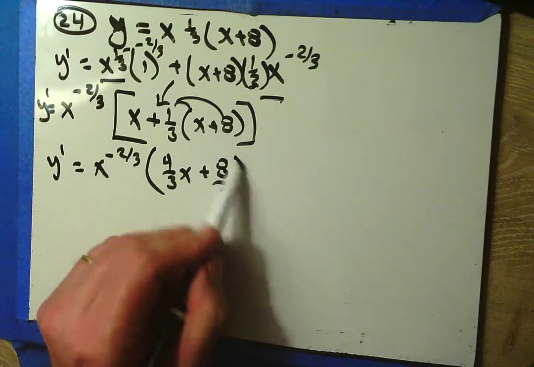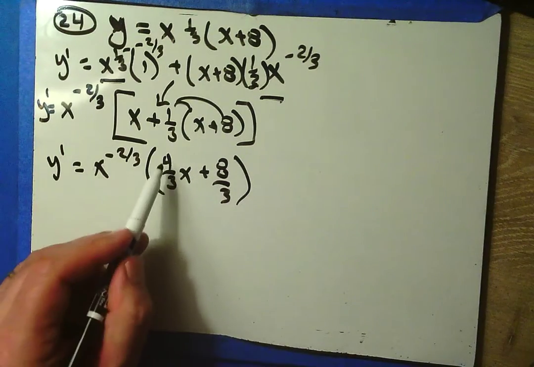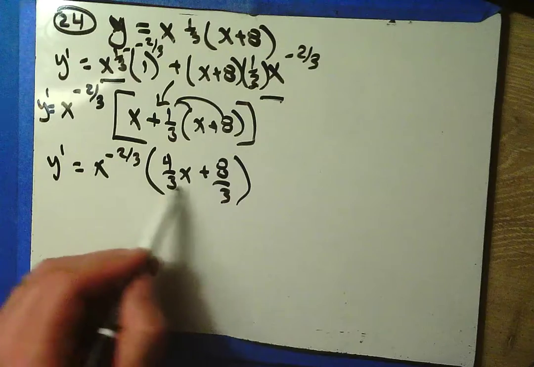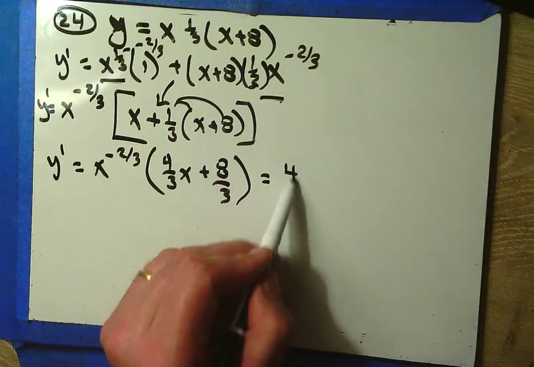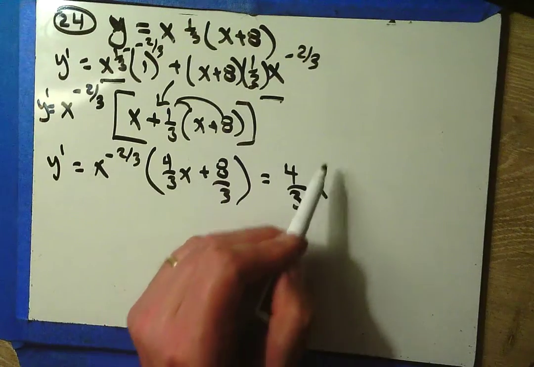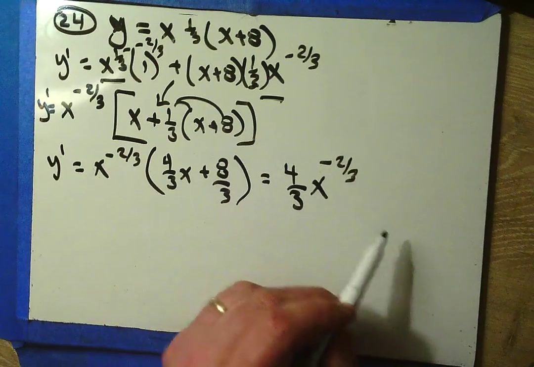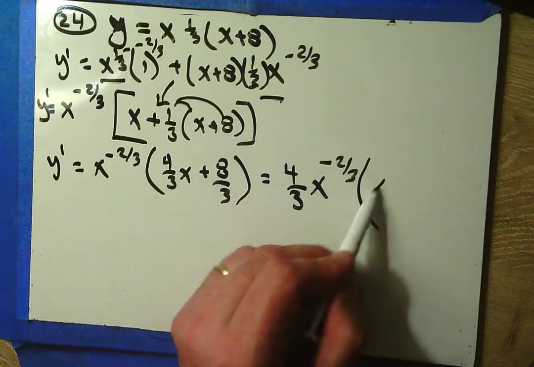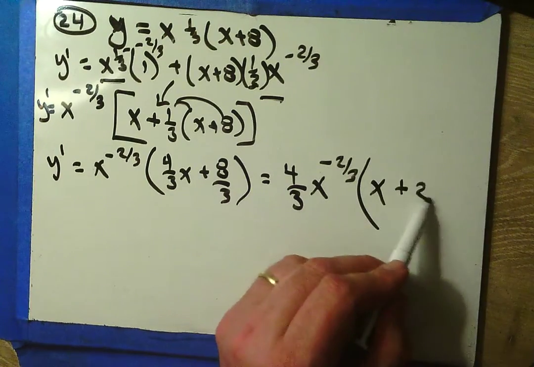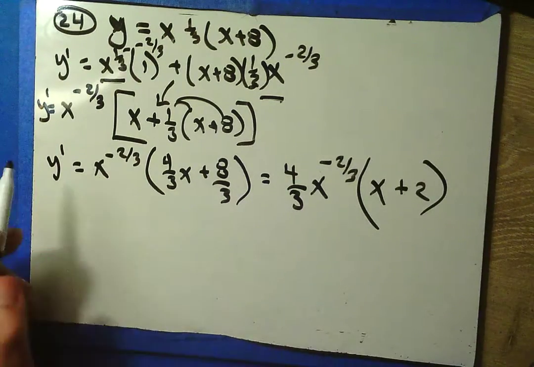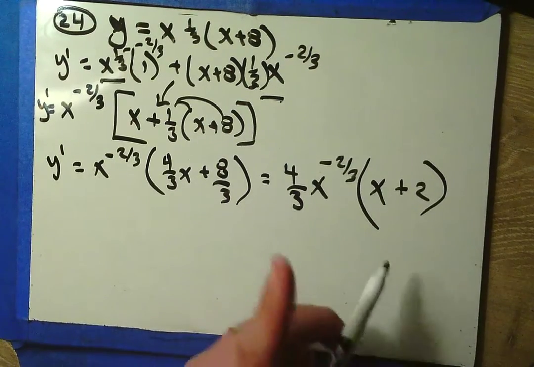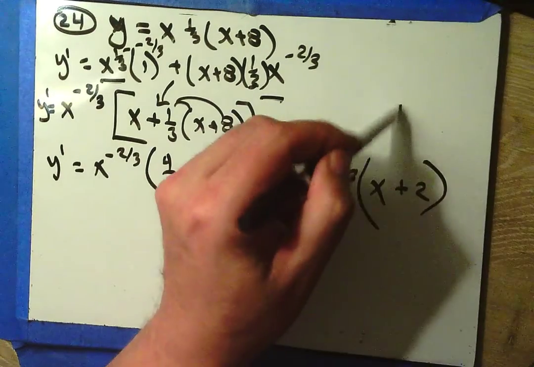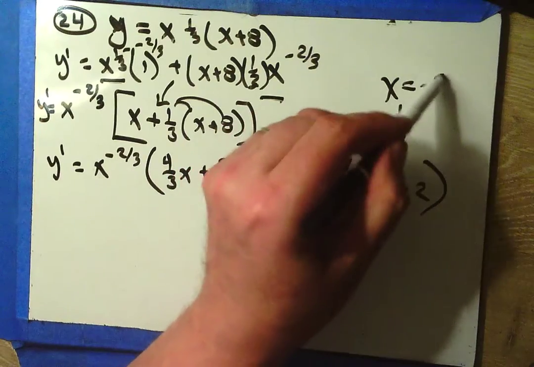Okay, well, it looks like I can do some more factoring here. I can factor out a 4 from each of these and a 1/3 from each of these. So I'm going to take out a 4/3 x to the minus 2/3, and what will be left? x plus 2. All right, so there's my y prime. Now, the cool thing is, remember how we're looking for y prime equal to 0? Well, that happens when x equals -2.